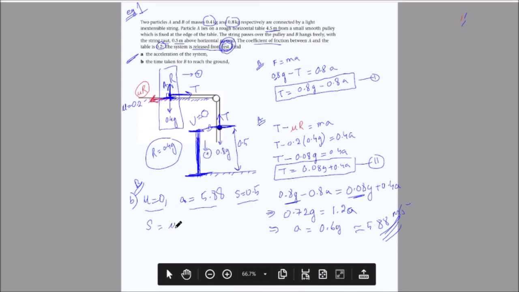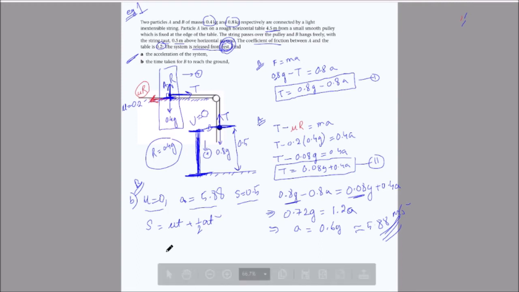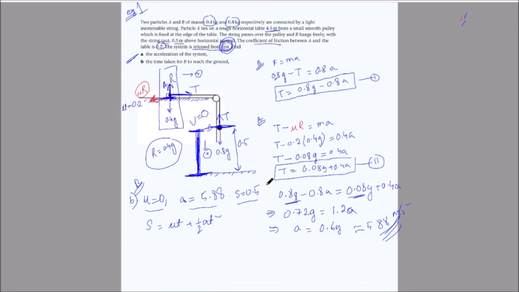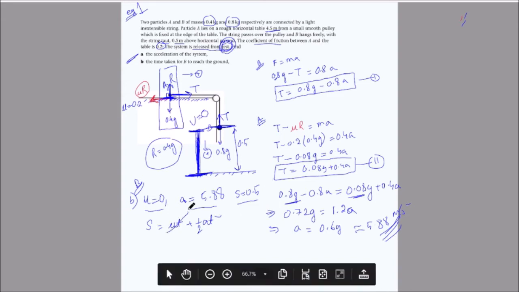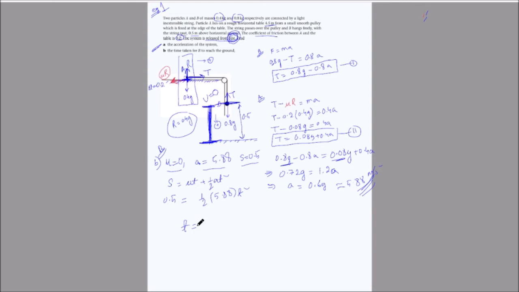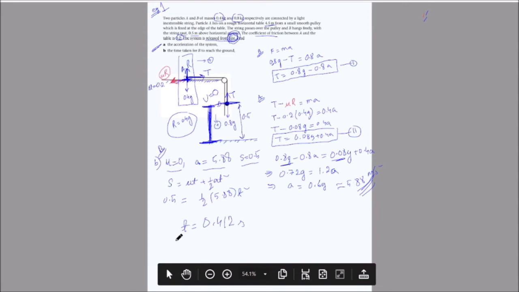Reach the ground level. So distance equals ut plus half at square. That's the formula I'm using. Since u is 0, this portion will be 0. So 0.5 equals half times 5.88 times t square. If you solve this, you will get t equals 0.412 second.